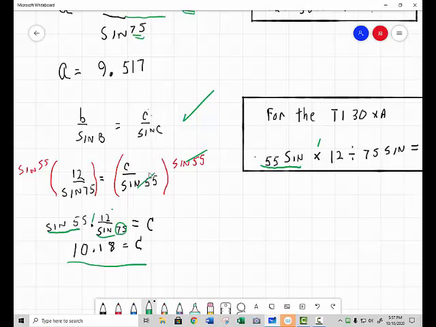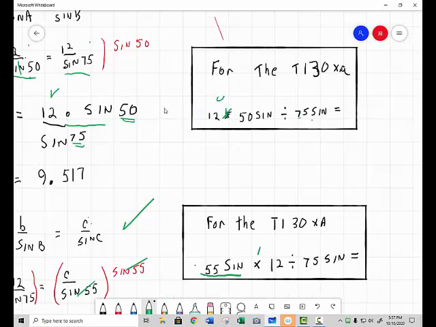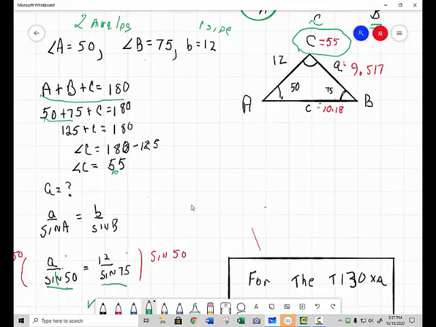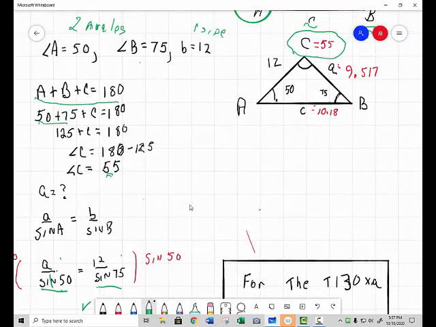And I can go back up and label my triangle up here. I know now that C is 10.18. And I rounded this off. It won't come out exactly that on your calculator. It'll come out a very large decimal number. Just round it off. This one I stopped at 3 places. This one I stopped at 2 places. Just follow the directions on your homework or whatever you're working on.